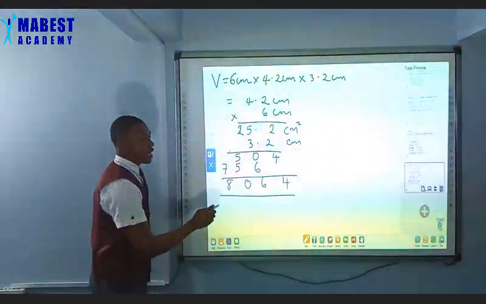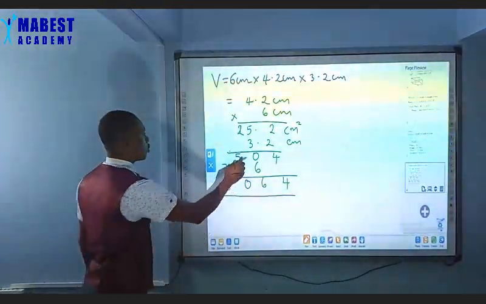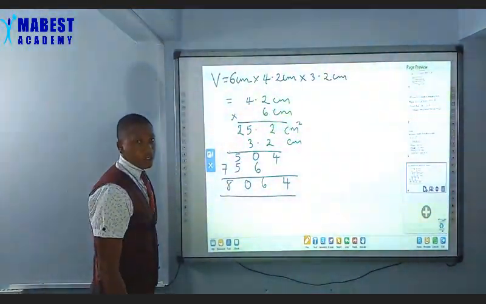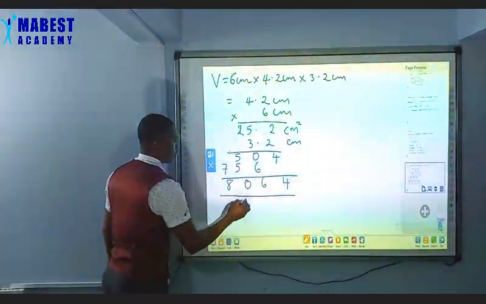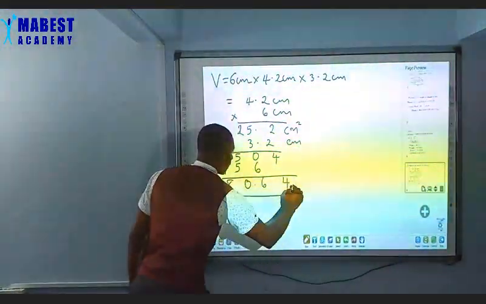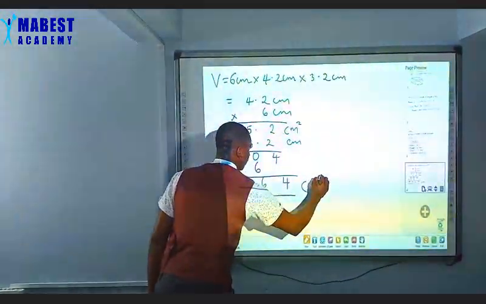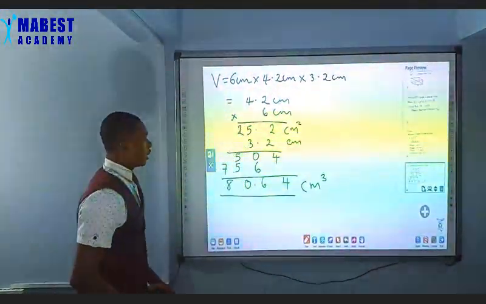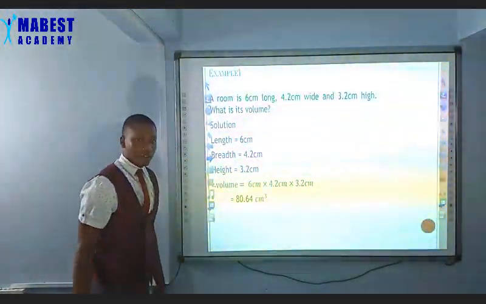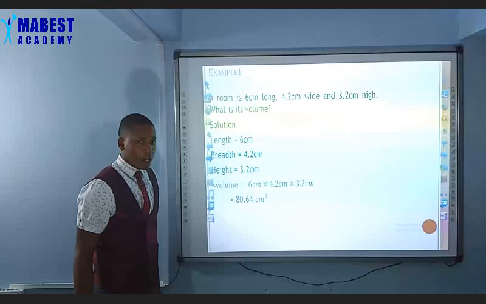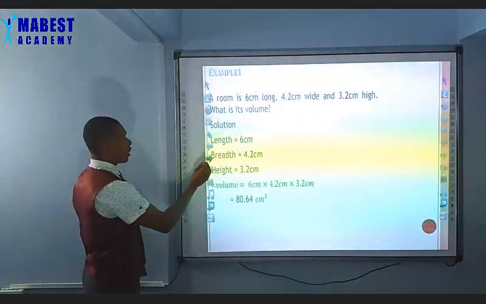Now you check how many decimal places you have here. 1, and this is also 1. So how many decimal places altogether? 2. So count: 1, 2. So it means you have 80.64 centimeter cube. Let's go back to our slide. 80.64 centimeter cube. Any question? Can we move on? Alright.